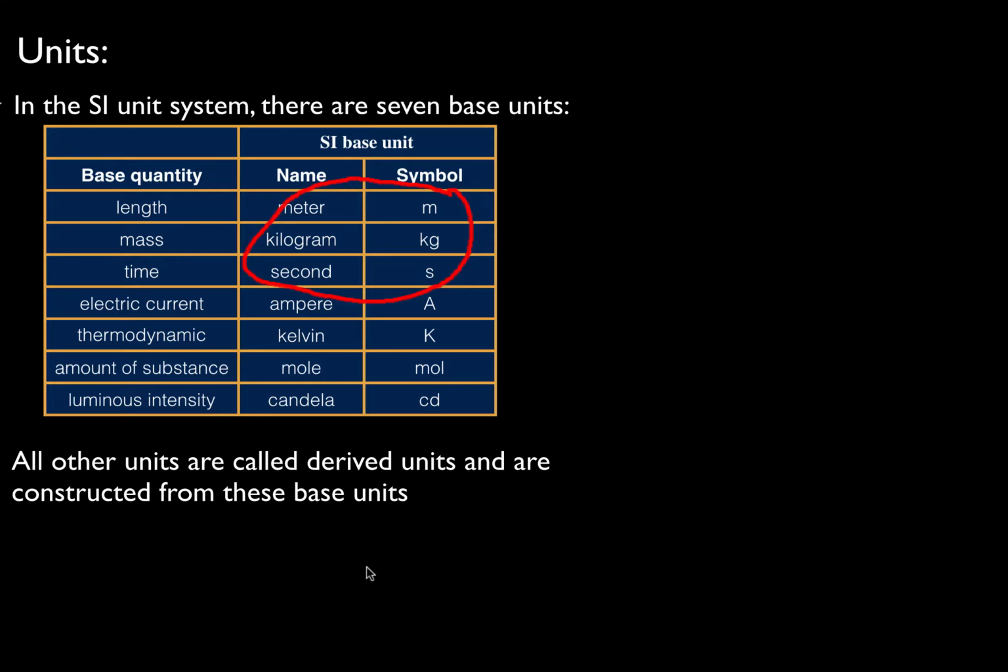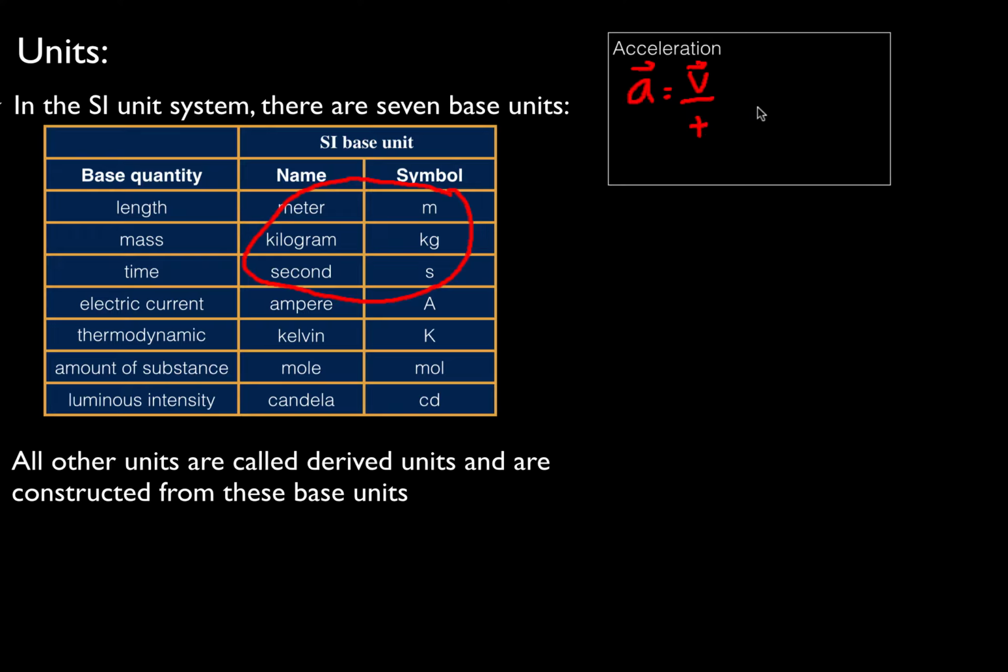The other units are called derived units, and they're constructed from these base units. For example, acceleration has the unit meters per second squared. This comes from the formula for acceleration, where acceleration equals velocity over time. So that's meters per second divided by a second gives you a meter per second squared.